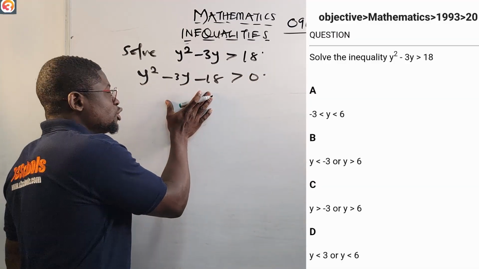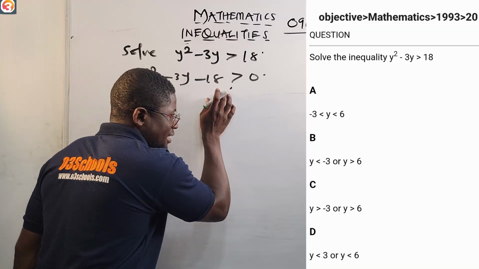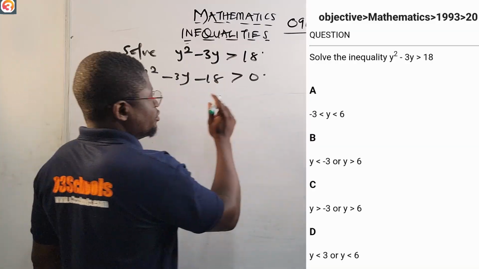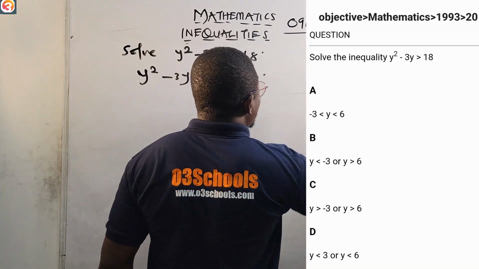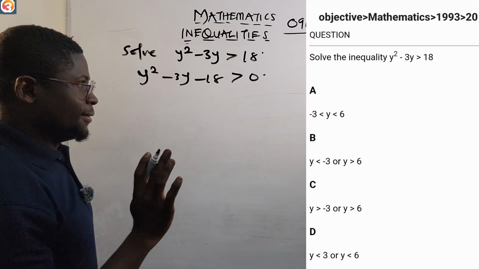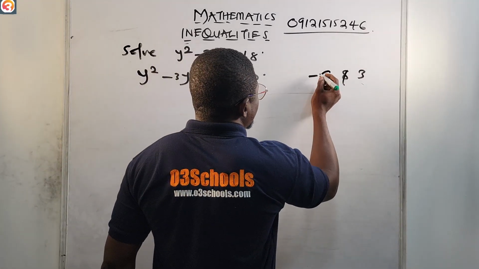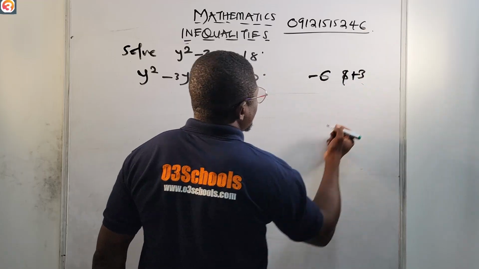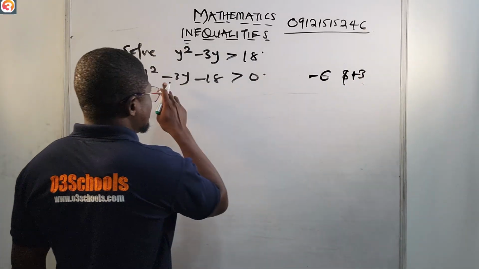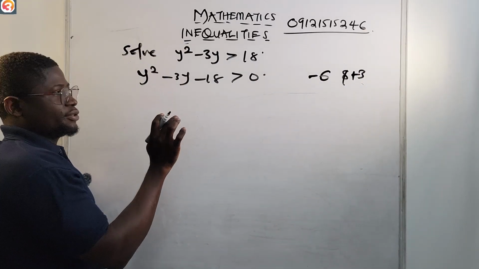Okay, let's look for our factors. Find two factors so that once you multiply them together, you're going to have minus 18. If you add them, I'm going to have minus 3y. Obviously, 6 and 3 will be our factors. 6 times 3 is 18. But which one will give us minus 3y? So I'm going to have minus 6 and plus 3. Minus 6 plus 3 is minus 3. So we have gotten our factors.